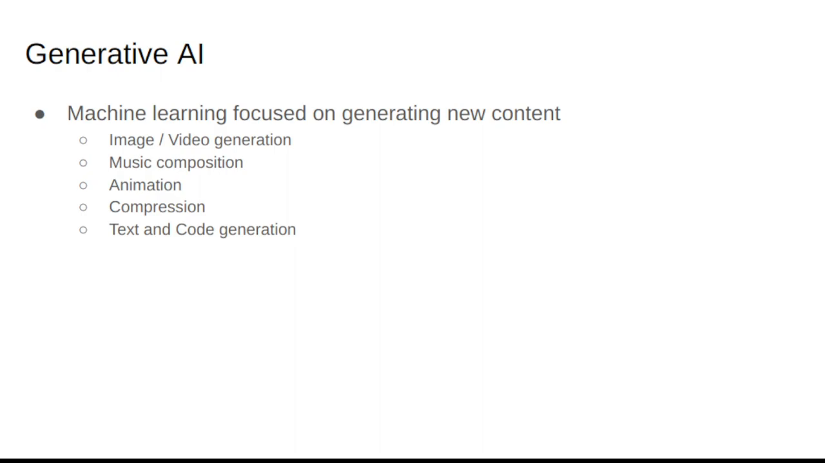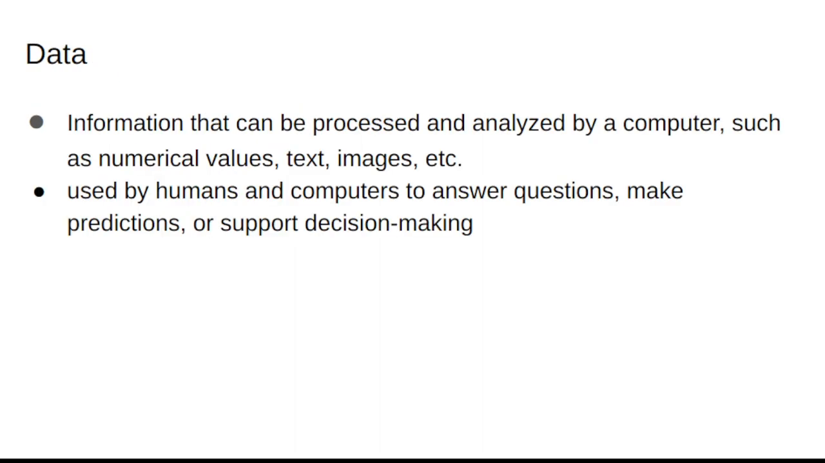The first step that we need to understand is data. Specifically, we need to get a common vocabulary for talking about data. In the general sense, it's information that is processed and analyzed by people or computers. Lots of examples here: numerics, text, images, videos, what have you. It can be used by people, computers, anyone, to answer questions, make predictions, and to support decision making.